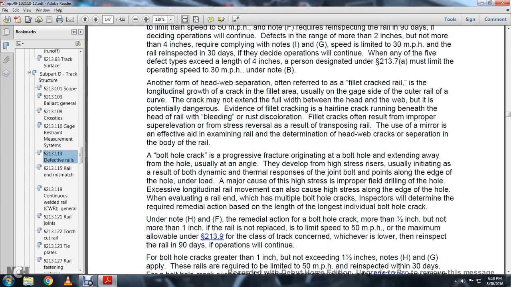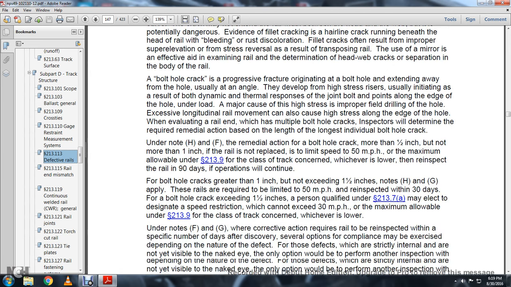While evaluating a rail end with multiple bolt hole cracks, the inspector will determine the required remedial action based on the length of the longest individual bolt hole crack. Under notes H and F, the remedial action for a bolt hole crack more than 1/2 inch but not more than 1 inch, if the rail is not replaced, is a speed limited to 50 miles an hour or the maximum allowed under statute 213.9 for the class of track concerned, whichever is lower, then reinspect the rail in 90 days if the operation will continue.